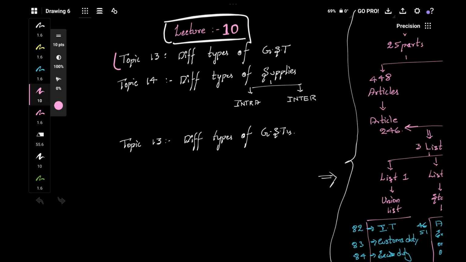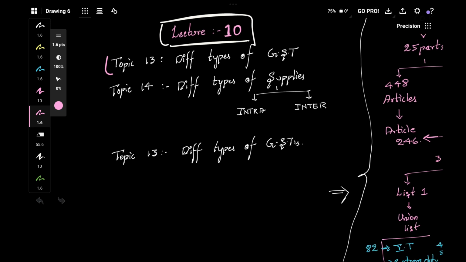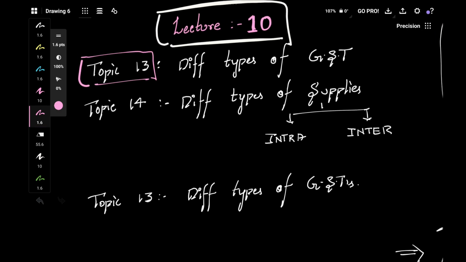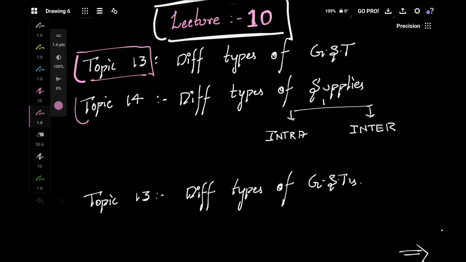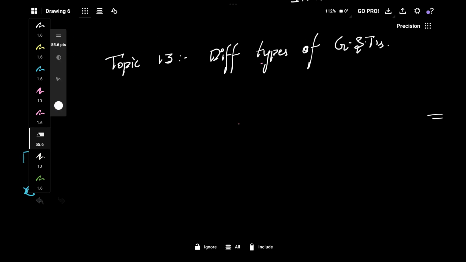So let's discuss today's topic, topic number 13: what are the different taxes in GST, and after that, what are the different types of supplies on which these different taxes are levied. So let's start with topic number 13, that is, what are the different types of GST, goods and services taxes.